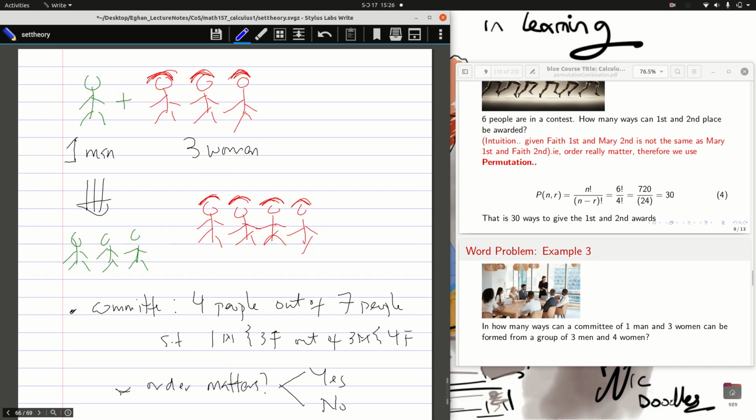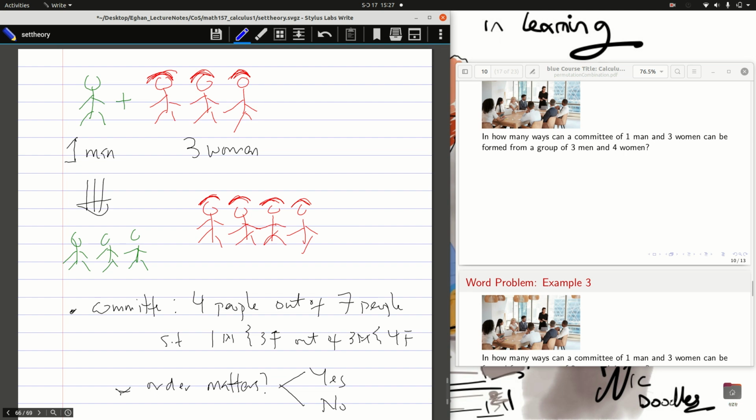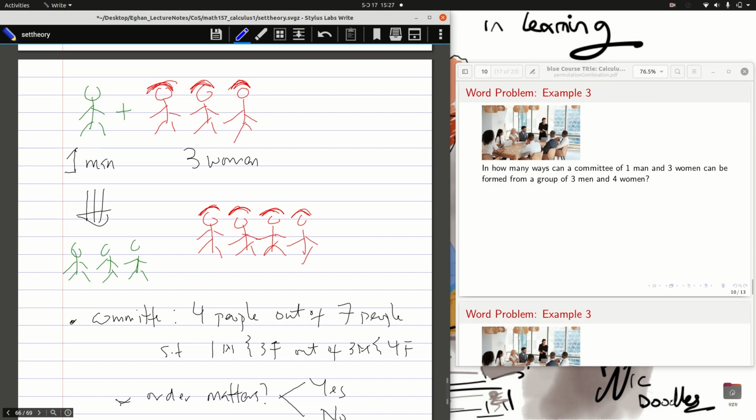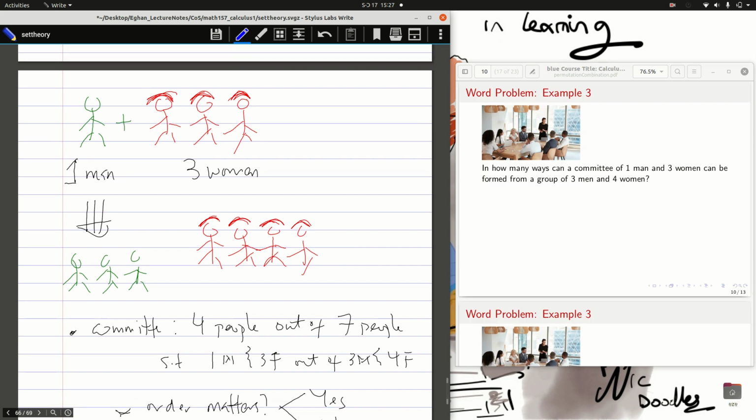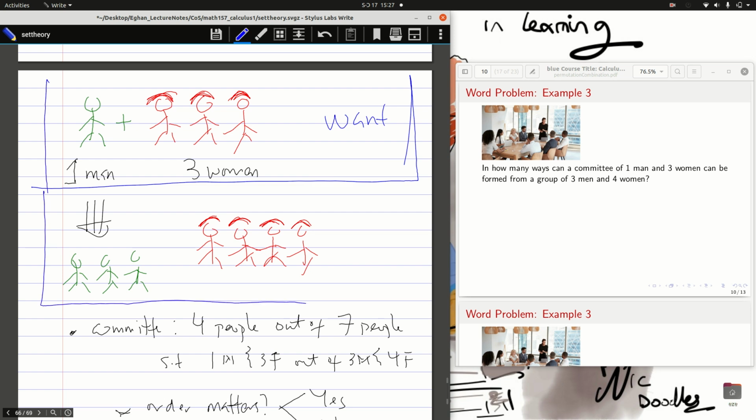Okay, example 3. In how many ways can you form a committee? So this is what you want. You want to have 4 people in a committee, but what do you have? This is what you have. You have 3 men and you have 4 women. I've used the head for the women so you can see them.